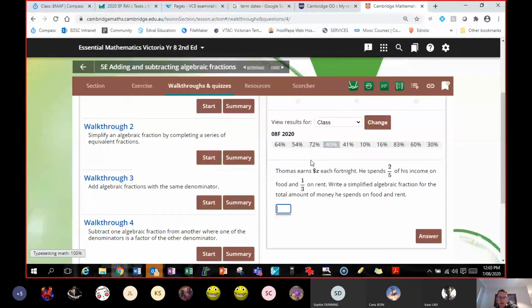The next one, 40% of people got this right. Thomas earns X dollars each fortnight. He spends 2/5 of his income on food and 1/3 on rent. Write a simplified algebraic fraction for the total amount of money he spent on food and rent. So he earns X money each fortnight. So how do we do that? Let's see how we go.